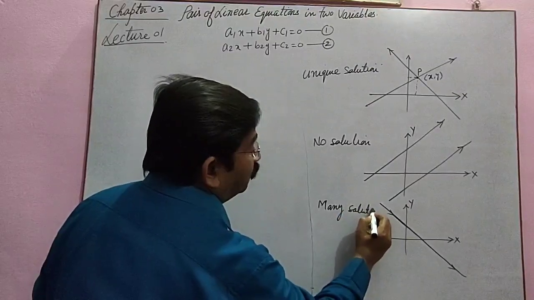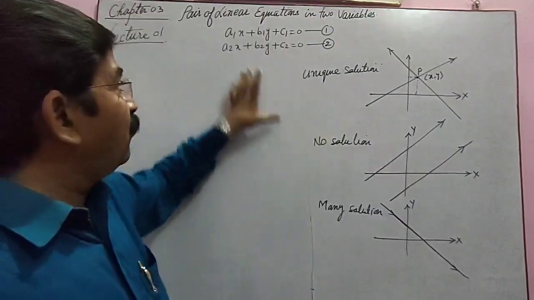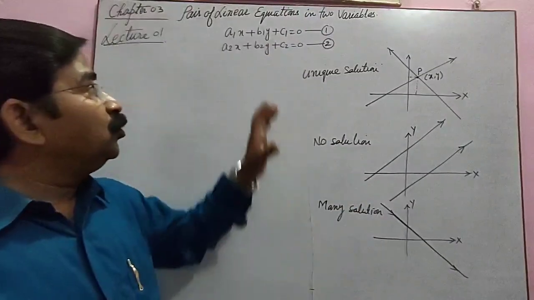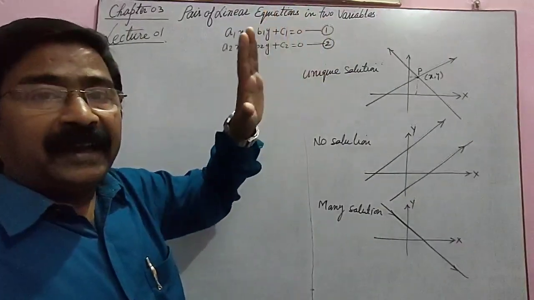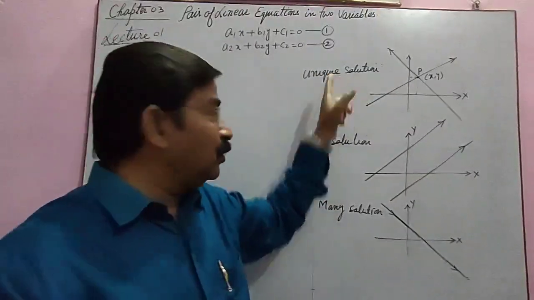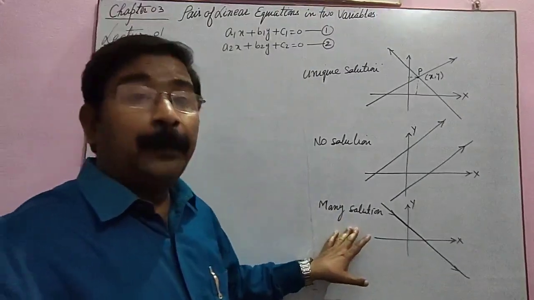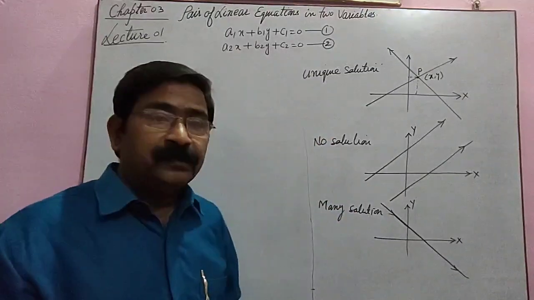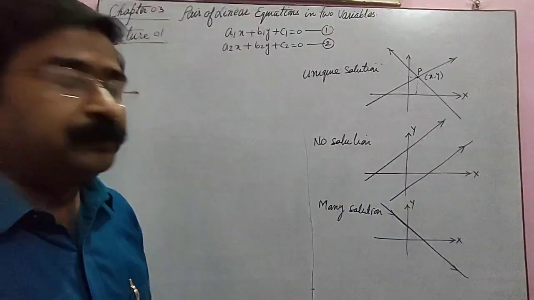This means we have three types of solution for a pair of simultaneous equations. If two equations are given in this form, we can have three types of solution: either the equations will have a unique solution, or they will have no solution, or they will have infinitely many solutions. So these are the three criteria of getting a solution, geometrically proven.